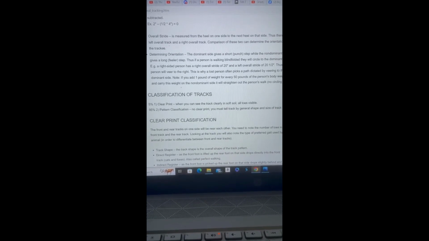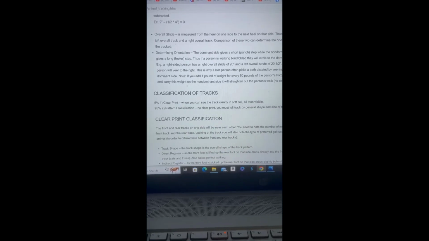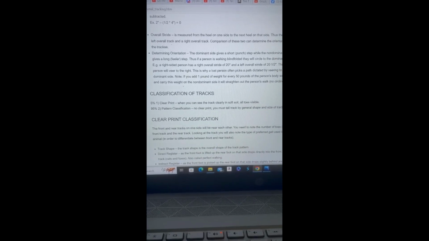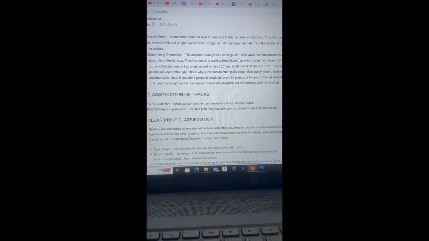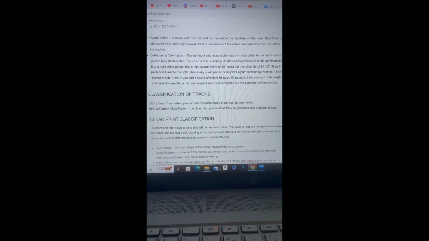Clear prints are really hard to find. As you can see here, 5% of prints are going to be clear. 95% are going to be a pattern that you can find. That's not too bad. You can see my footprint's pretty good there.